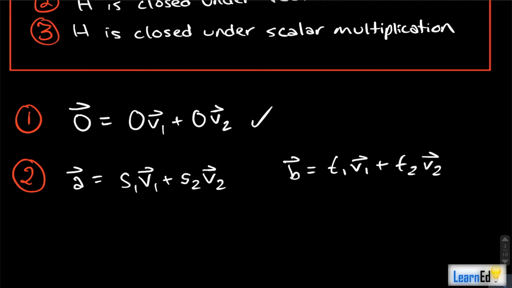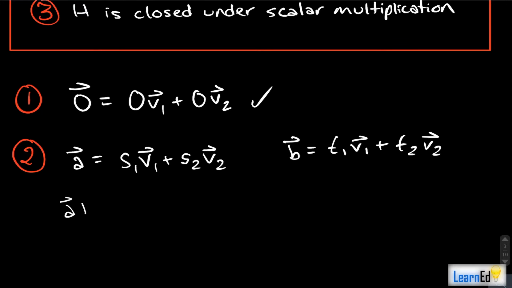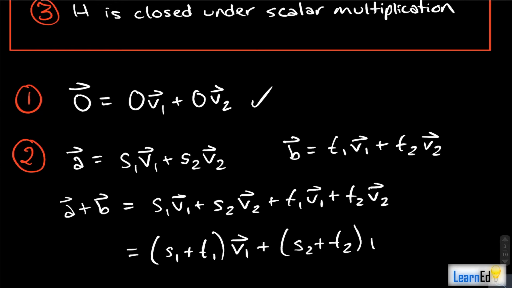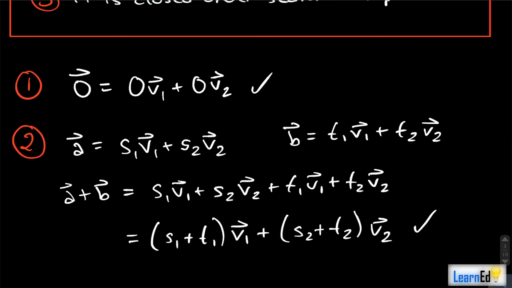Okay, it's just an easier way to show that. So if we add these two vectors together, a plus b, we get s1 v1 plus s2 v2 plus t1 v1 plus t2 v2, which we can simplify to be (s1 plus t1) times v1 plus (s2 plus t2) times v2. Okay, now this checks off, but why?